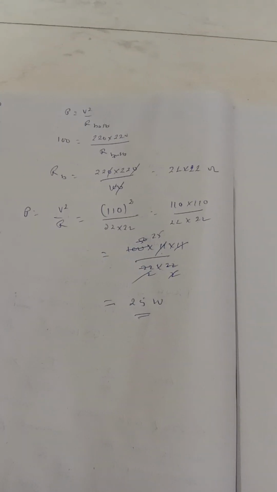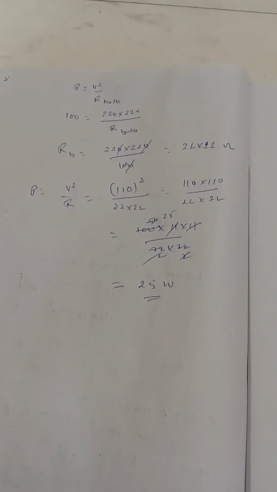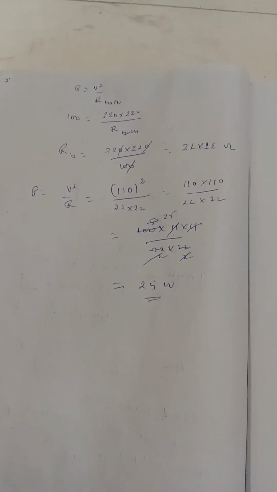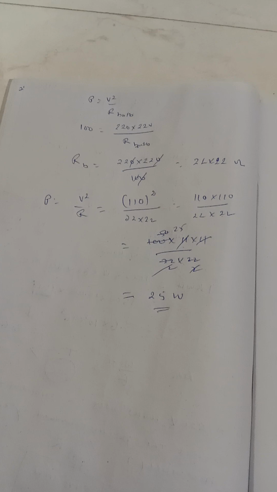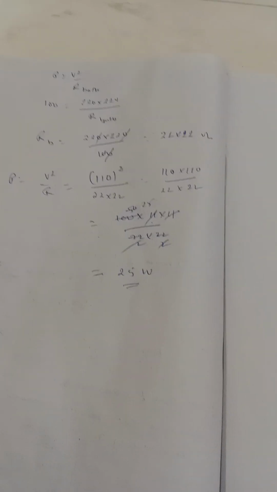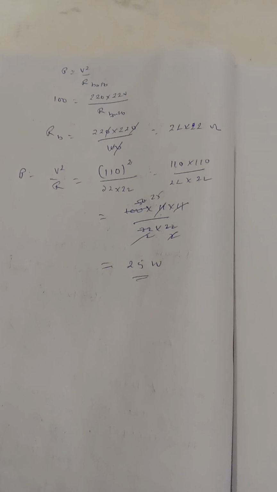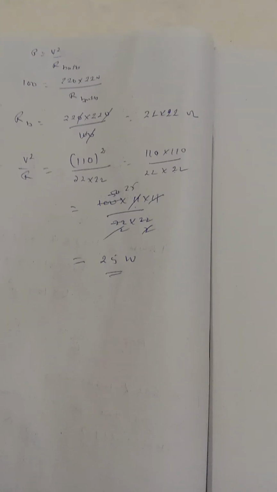Like this we have to solve the problems. Other than this, one more thing is there. Sometimes we also have to use the formula I square R T. That type of problems are also there. And what is the power consumed, or what is the monthly electrical bill if this many units are consumed? Like that, problems will be there.